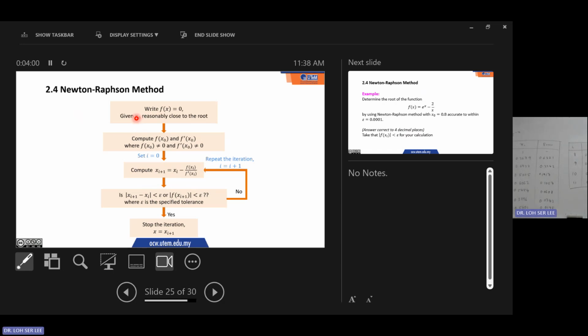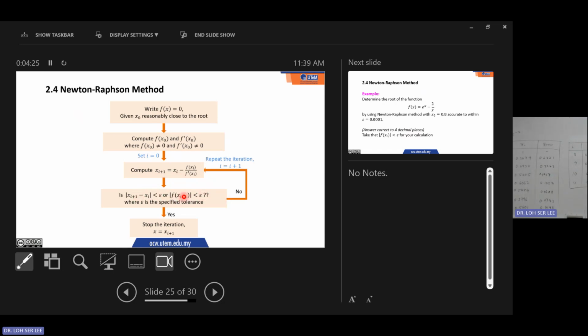We need a starting point that is close to the root. Then you have to differentiate, because according to the formula, you need f over f prime. So you need to differentiate your f(x) to get your f prime. Then we use this formula to compute the next x. We repeat the process until the stopping criteria is satisfied.